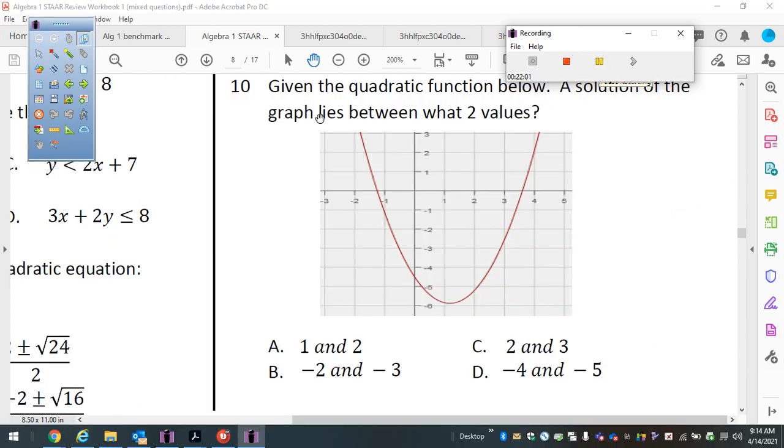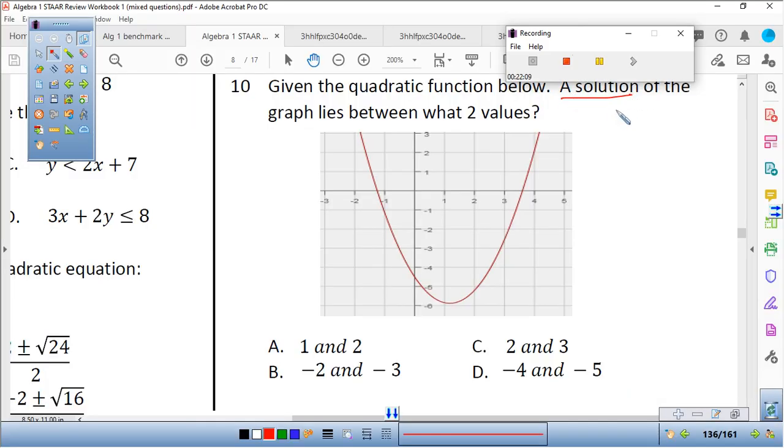Answer. This one here: given the quadratic function below, a solution of the graph lies between what two values? A solution. That means remember your root, here's 0, and then my most important one, the x-intercept. So between, this is one right here, this one right here. Between -2 and -1. No. Between 3 and 4.